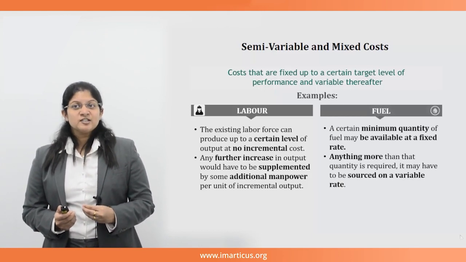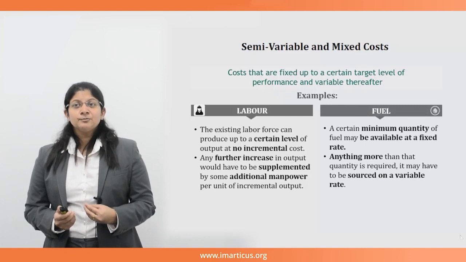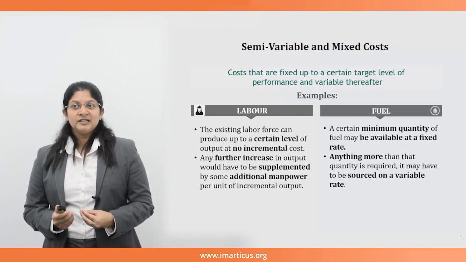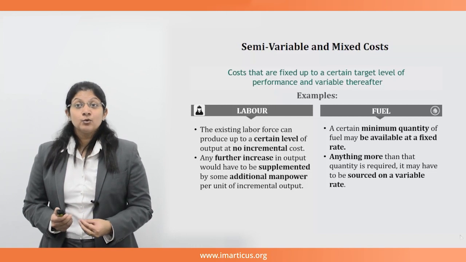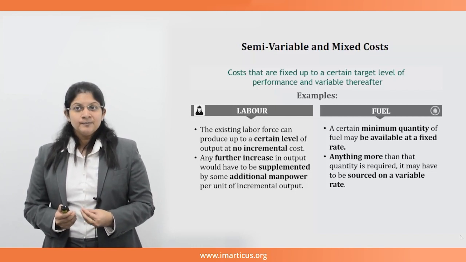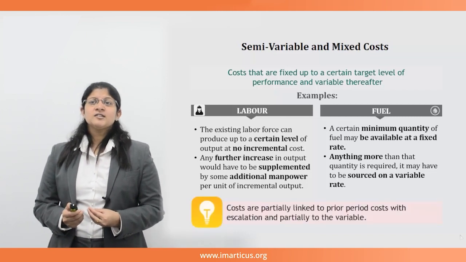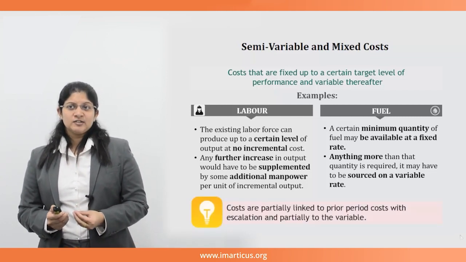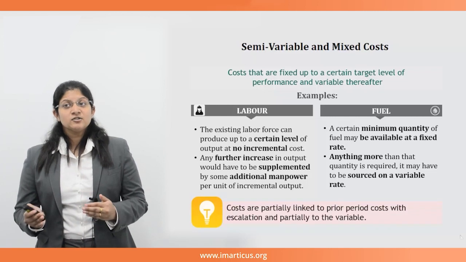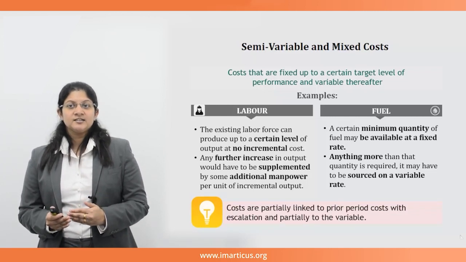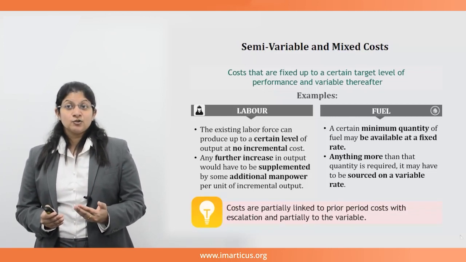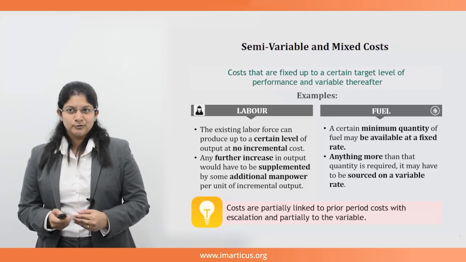Similarly, fuel cost may also be semi-variable. A certain minimum quantity of fuel may be available at a fixed rate, but if anything more than that quantity is required, it may have to be sourced at a variable rate. These costs are partially linked to prior period costs with escalation and partially to the variable parameter to which they are linked, such as output per labor unit or fuel requirement per unit of output.